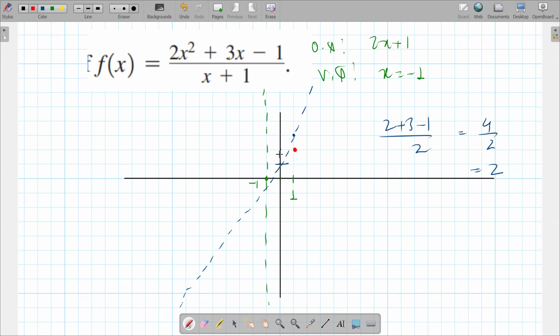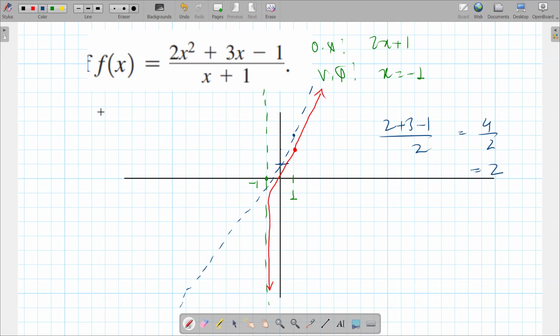2x plus 1, 1. So that means my sketch must follow the asymptotes. It can only cross a horizontal asymptote. It cannot cross a vertical asymptote. So that's what I have on this side.